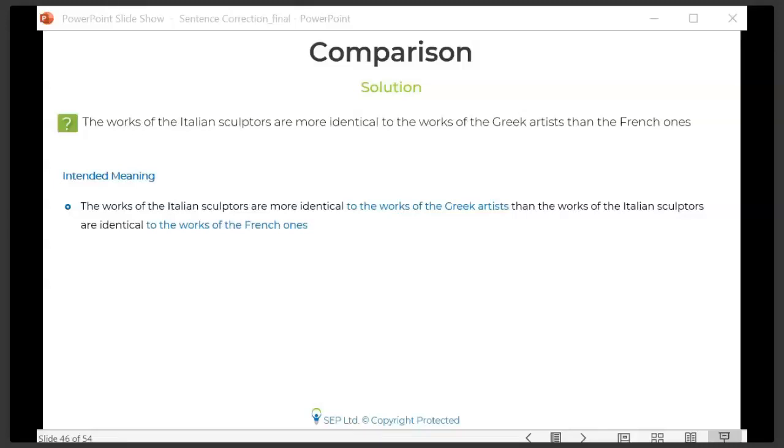So let me ask you, are you clear with this original sentence, where it is going wrong? Simply explained, the words "to the works of" are missing before the phrase French ones, and therefore it is incorrect. Great. I know it is a little confusing, and that's the whole purpose, to confuse students.